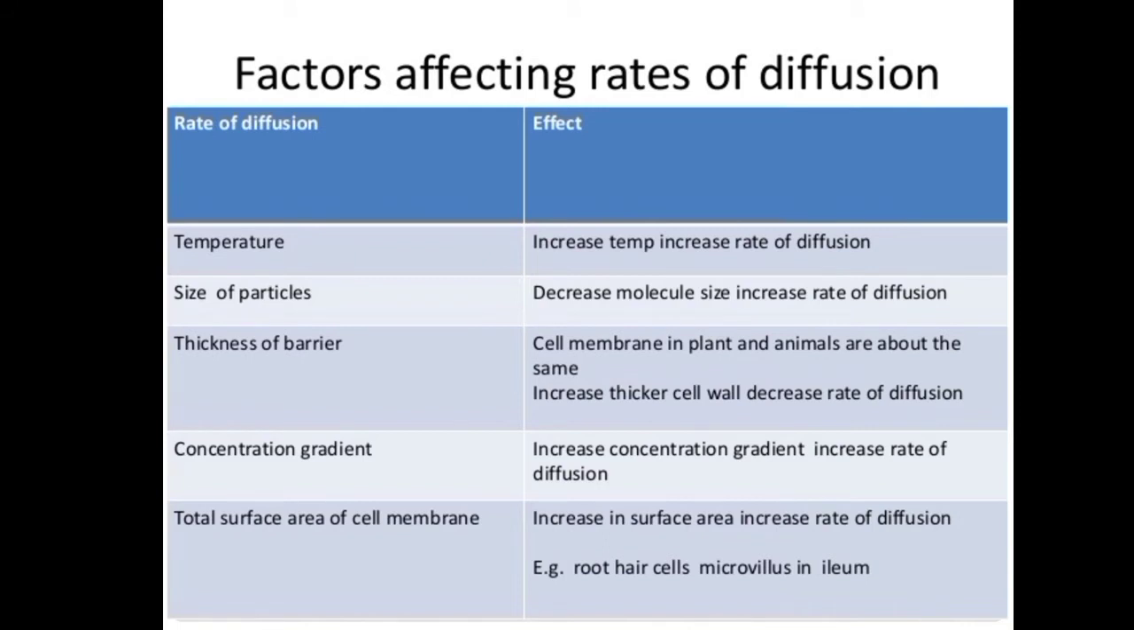Looking at the factors affecting the rate of diffusion in plants, there are many factors which affect diffusion, like temperature, size of the particles, thickness of the barrier, concentration gradient, total surface area of the cell, and also the diffusion pressure gradient. Density and pressure also affect diffusion. With temperature, the rate of diffusion is directly proportional to the increase in temperature. Then I mentioned the diffusion pressure gradient.